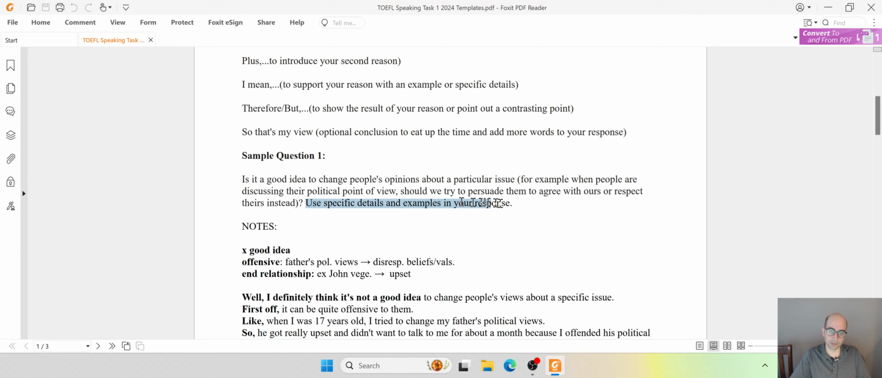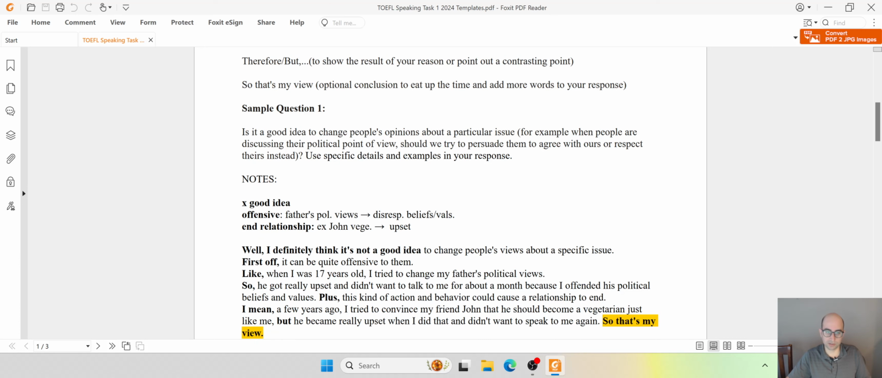And usually, most of the time, they'll have this default direction here. Use specific details and examples in your response. So they like to remind you of this because a lot of test takers don't do that, and it really hurts their scores when they don't have that.